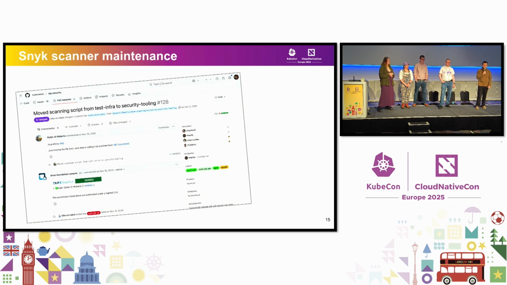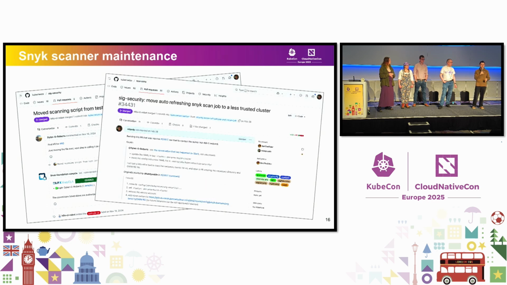So I wanted to mention some of the work that has been done. We have been running the Snyk scanner on the release image of Kubernetes, and lately there has been a little bit of cross-SIG collaboration to move the scripts from the test infra to the SIG Security repository, and move the jobs to less trusted clusters, because we are SIG Security, we want to enforce that on us as well.